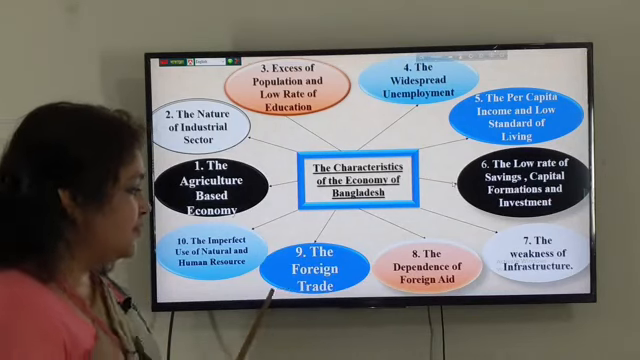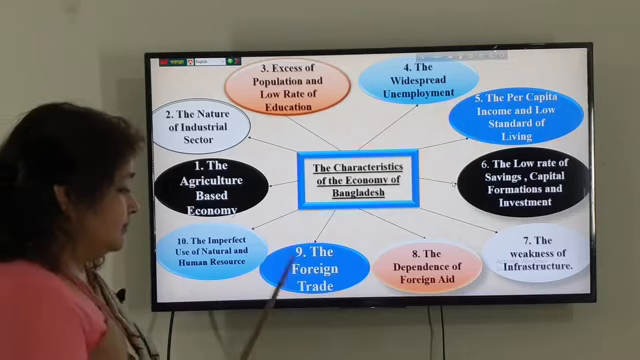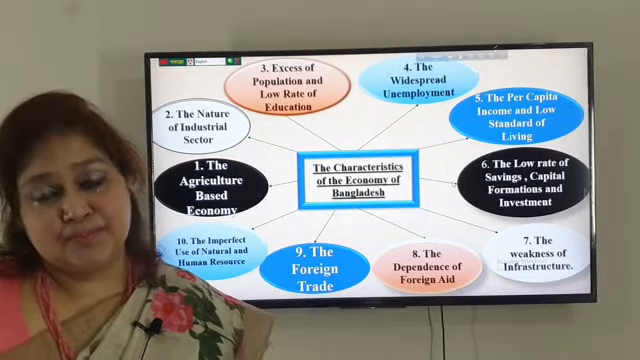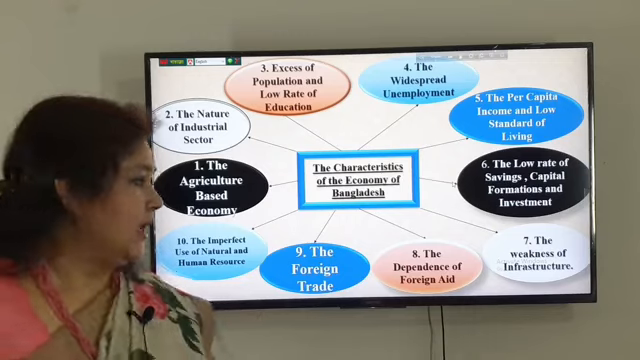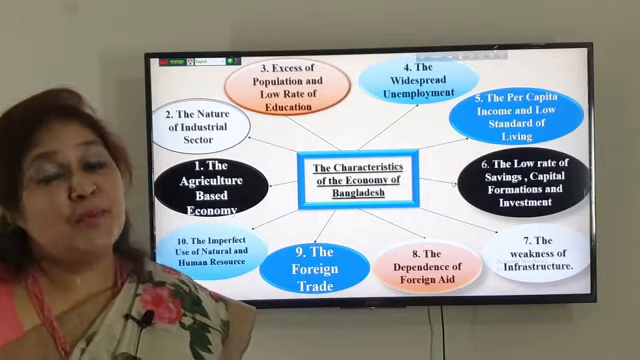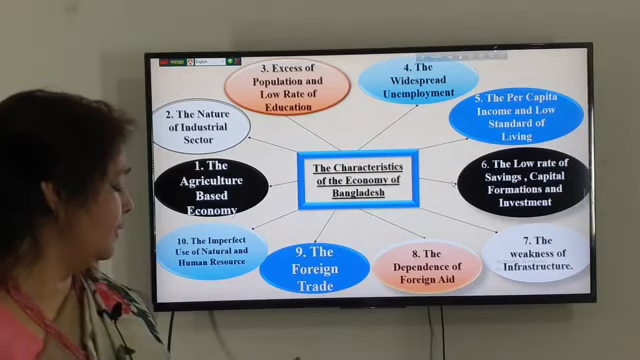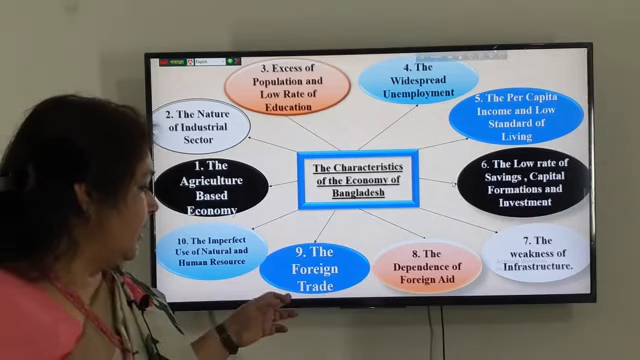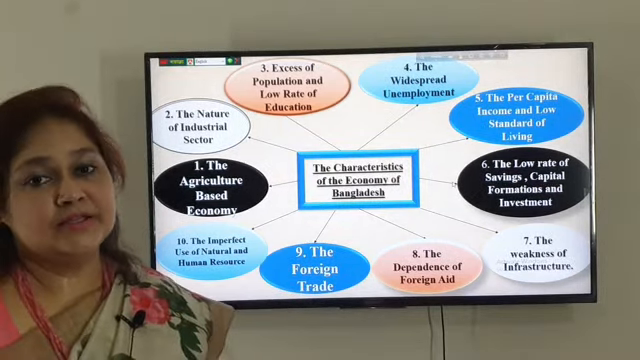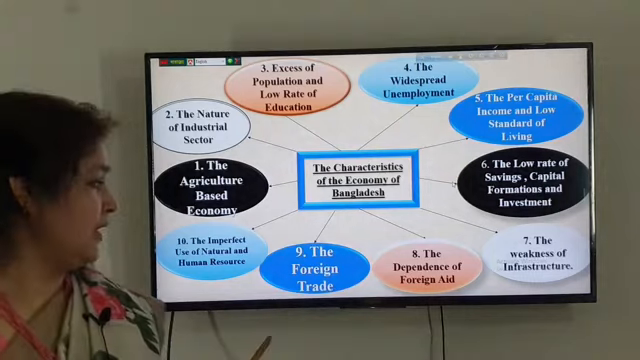Okay, and foreign trade. There are two aspects of trade: export and import. And in the foreign trade sector, we see in our country the import is much larger than export. For a long time we see there is a deficit in foreign transactions, and Bangladesh has faced this crisis for a long time.